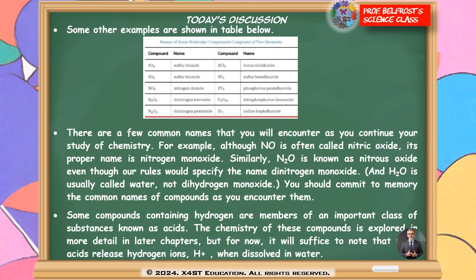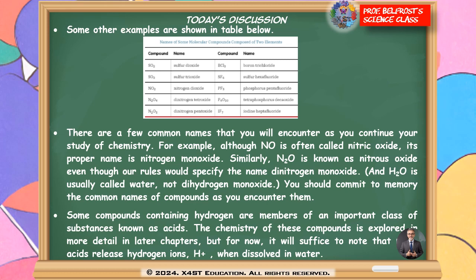Here are other examples that you can read by yourself. But actually, there are a few common names that you will encounter as you continue to study chemistry. For example, although NO is often called nitric oxide, you have learned before, right? It's not the proper name. The proper name is actually nitrogen monoxide.